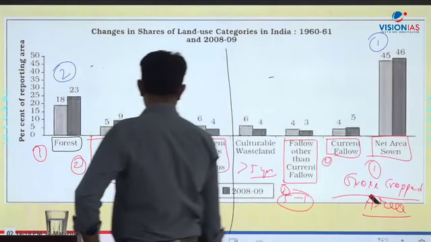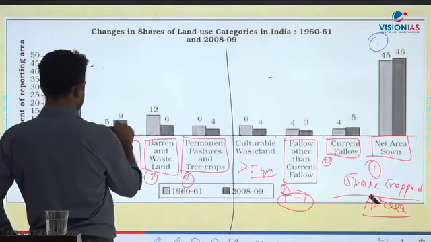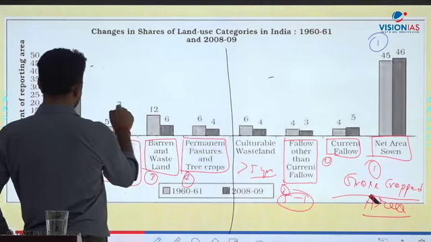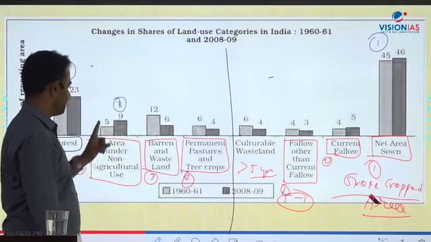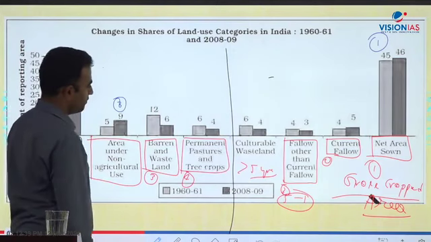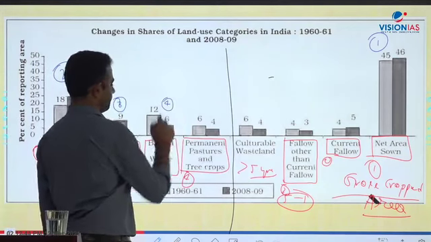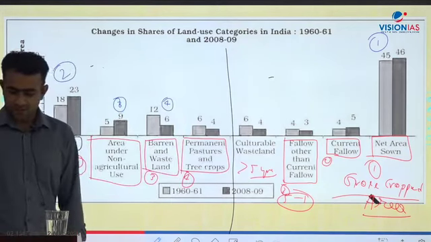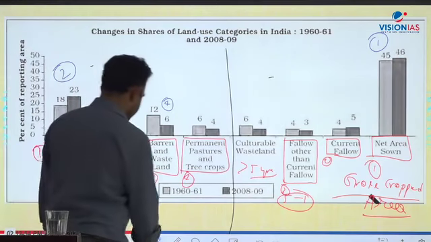Then third one you can see barren. No, ये छोड़ो. हाँ. Area under non-agricultural use. See the latest one. Area under non-agricultural use nearly 9 to 10% you can say. जो भी settlement के लिए transportation roads, infrastructure के लिए use करते हैं, that is third one. And the fourth one is barren and wasteland. At least remember the top 4.